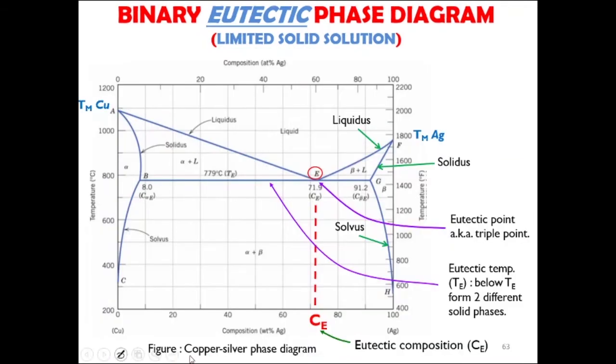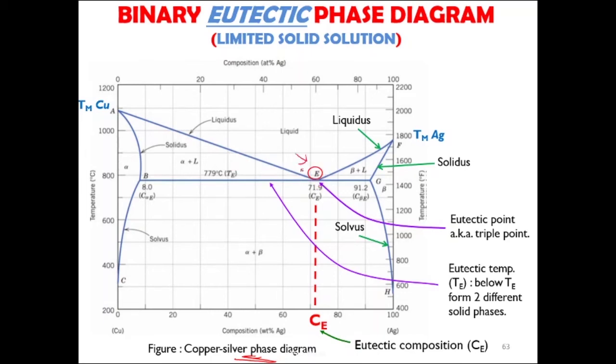We take a look at an example of a copper-silver phase diagram over here. For the copper-silver phase diagram, you can see the liquidus line over here, and then the solidus line over here. You can check my line. And then we have the solvus line over here and also over here. Other than that, we have the eutectic point over here.